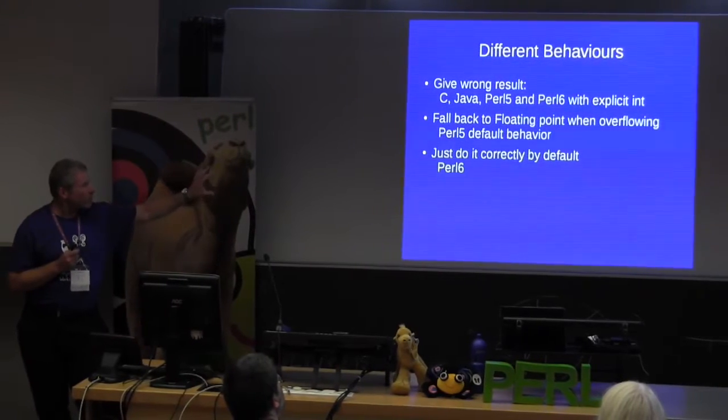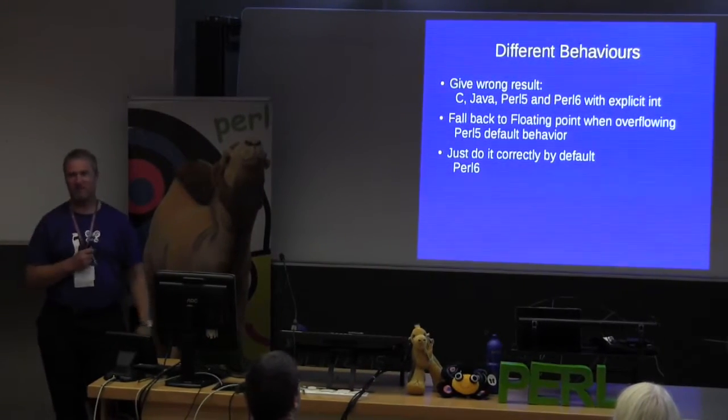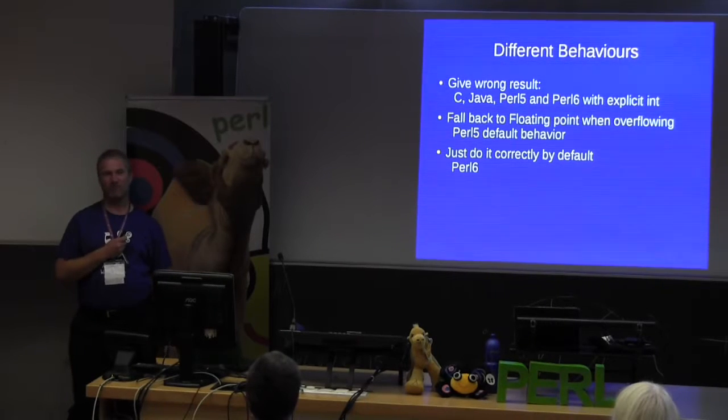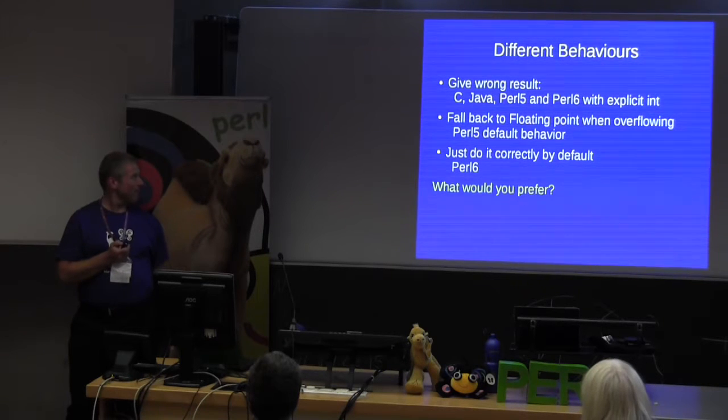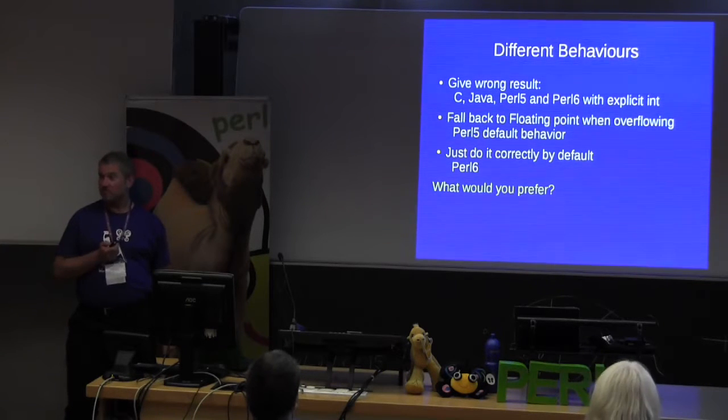Then in Perl 5, we have this, whatever, an intermediate kind of behavior. It falls back to floating point. It's not very wrong, but it's not exact. Yeah. And Perl 6 just does it mathematically right. Yeah. And now what would you prefer?